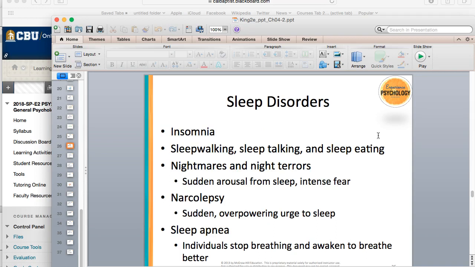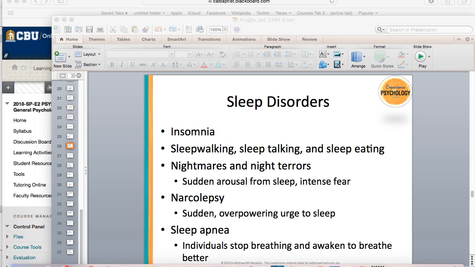So sleep and sleep disorders. This has always been interesting to me too. Insomnia, I know a lot of people talk about having insomnia, is the difficulty falling asleep or staying asleep, even when the person has a chance to do so. So this is a difficulty falling asleep, and you see people staying up all night, not getting any rest. So that's what insomnia is. Sleepwalking, sleep talking, sleep eating. You guys know what those are. I've never met anyone to sleepwalk, but I do know a lot of people that sleep talk. And sleep eating is a new one as well.